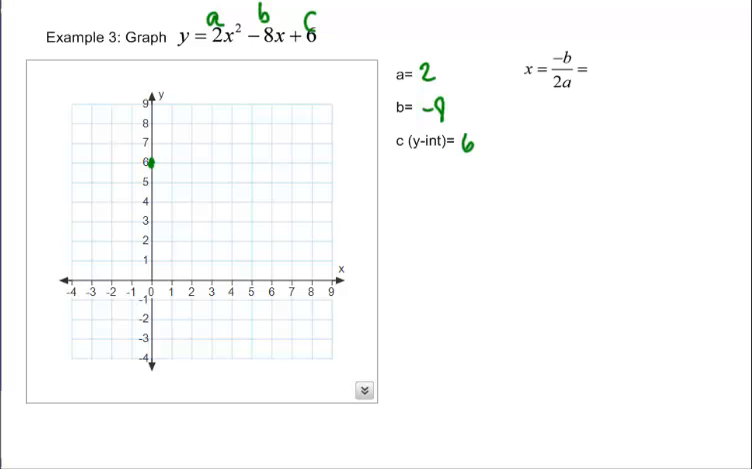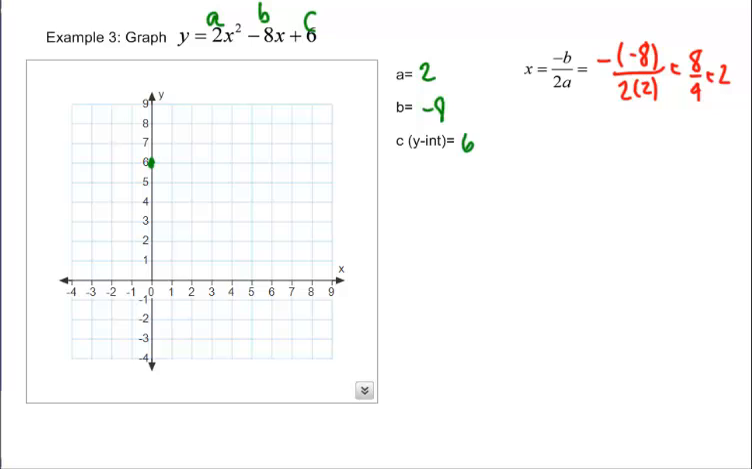The next thing that I want to do is find my axis of symmetry. Well, that's the opposite of B over 2A. And this is the first part of the quadratic formula. You've seen it before. So what do I end up with? I end up with 8 over 4 or 2. So when the x-coordinate is 2, I've got my axis of symmetry.